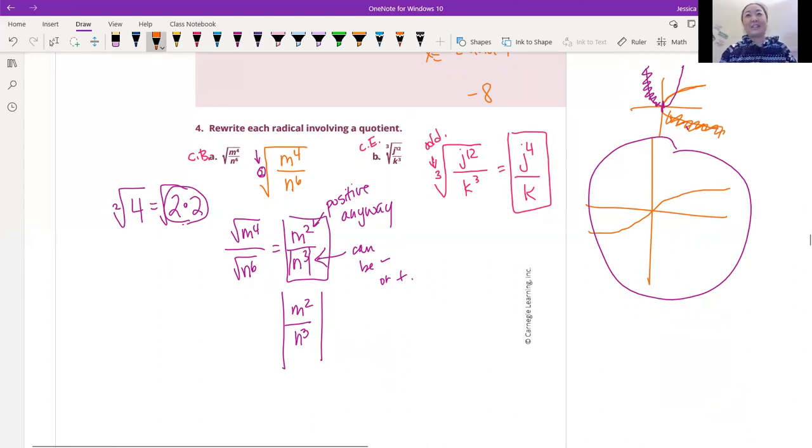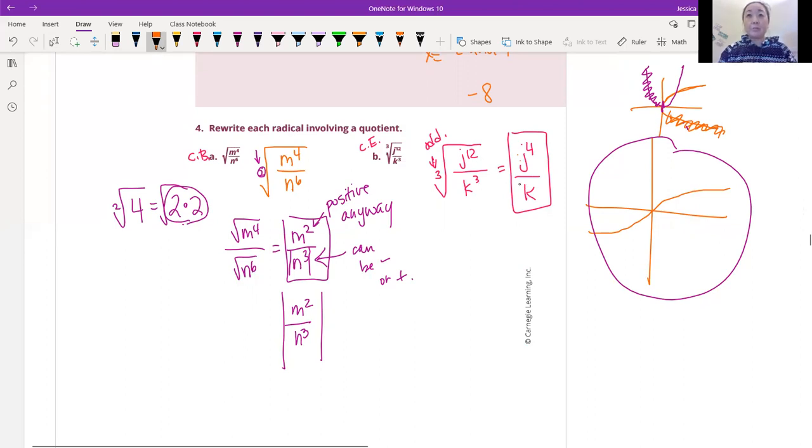All right. And if you take a look at B, right? So the j to the 12th power, we're going to go 12 divided by 3, which is 4, right? Because we're looking for groups of 3. How many groups of 3 do we have? 4 of them. 12 divided by 3. And then 3 divided by 3 is 1.